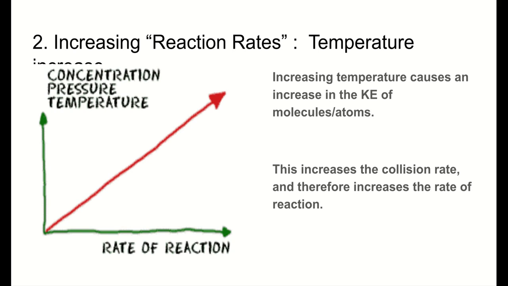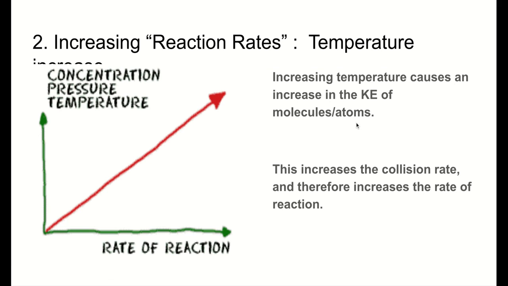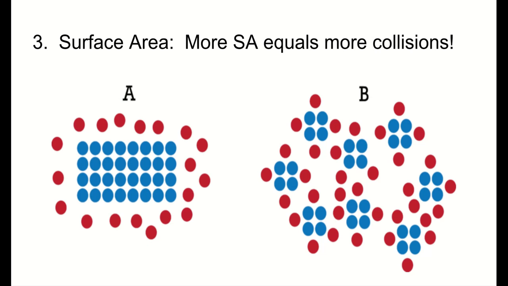The second way of affecting reaction rates is to increase temperature. We just talked about increasing concentration and pressure. But if the temperature increases, the rate of reaction increases, because increasing the temperature increases the kinetic energy of the particles. And this causes the collision rate to increase, and therefore the rate of reaction increases.